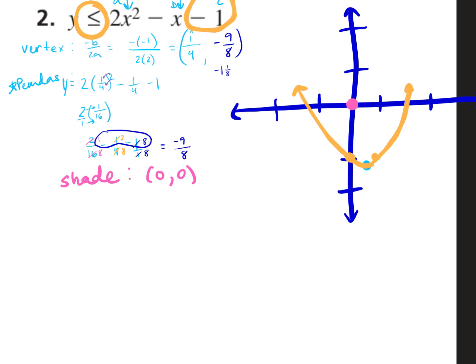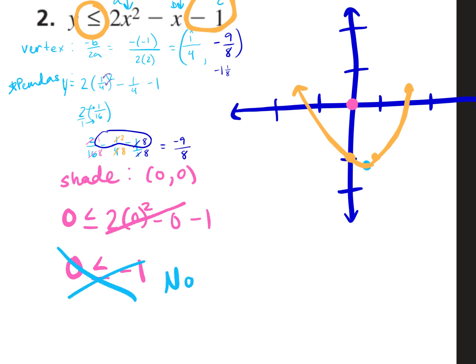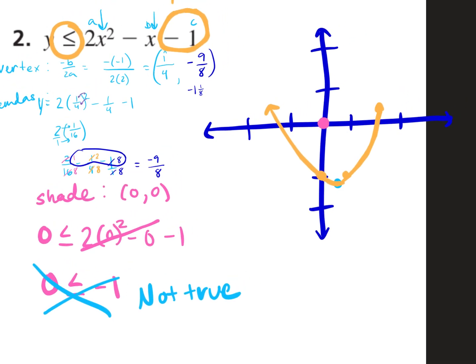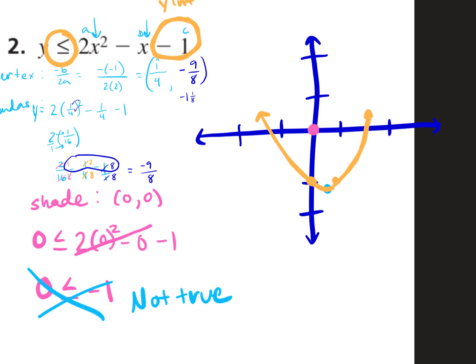So now we're going to shade. I got to plug in 0, 0, so I have 0 is less than or equal to 2 times 0 squared minus 0 minus 1. So 2 times 0 squared minus 0 just cancels. So it's 0 is less than or equal to negative 1. 0 is not less than negative 1, so this is not true. So that means I have to shade outside of where that point is. Since the point is inside the parabola and it's not true, I have to shade the outside. So our graph of the inequality should look like this.